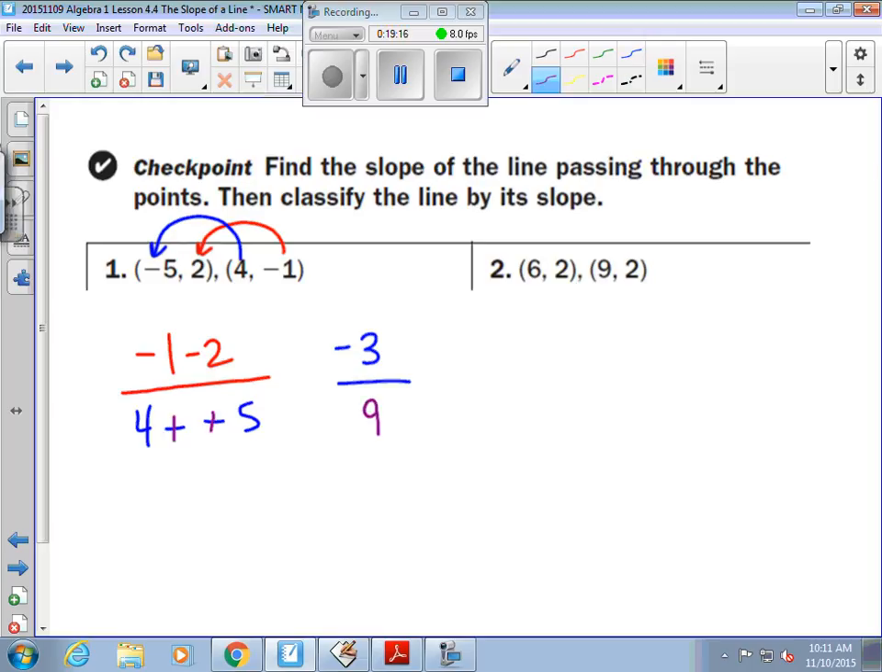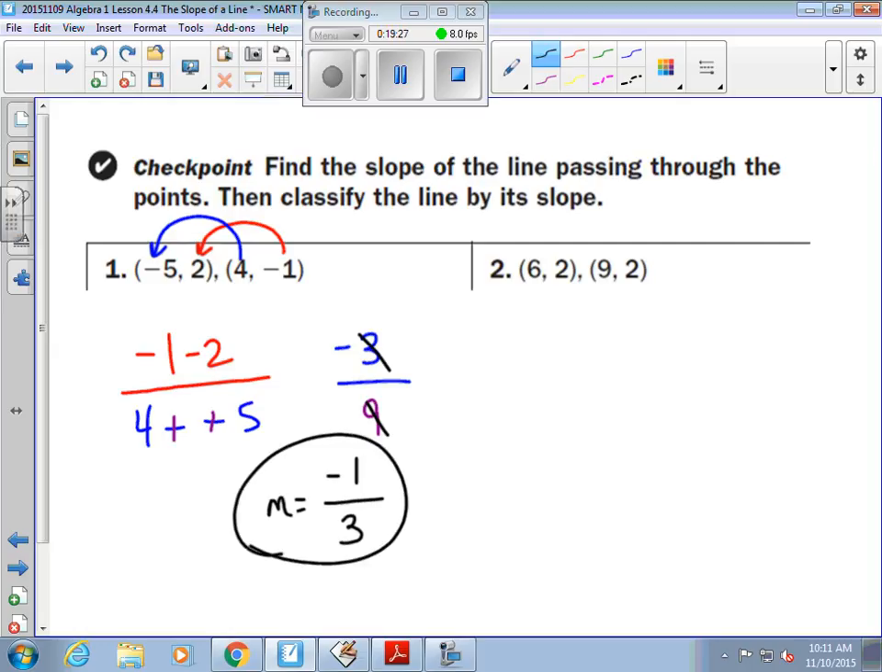We can simplify this. The number 3 goes into both. It goes into itself negative 1 times. It goes into 9 3 times. So your slope is negative 1/3. Is this slope rising, falling, horizontal, or vertical? It's negative, so what does that mean? Falling. That's a falling slope. The ramp's going downhill. The little man's going downhill.